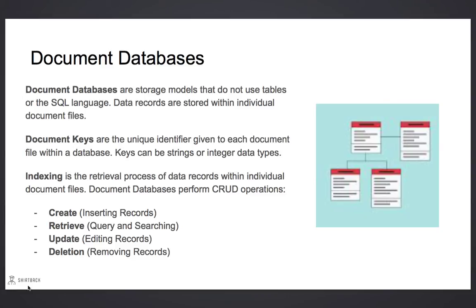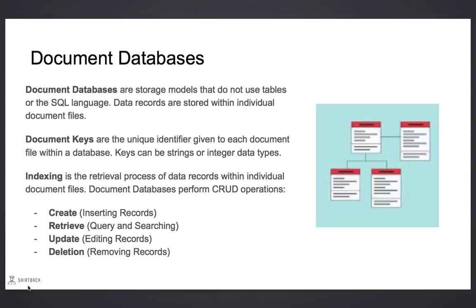Document keys are the unique identifiers given to each document file. The keys can be strings or integers. Indexing is the retrieval process of data records within the individual document files.